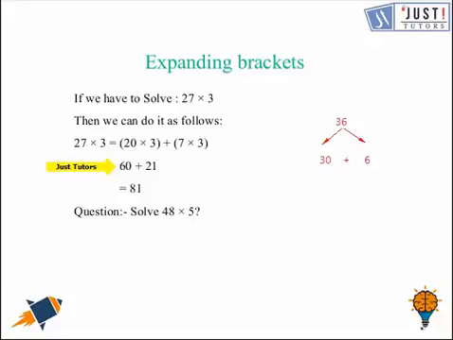What is 20 times 3? It's 60. What is 7 times 3? It's 21. So this is our answer.